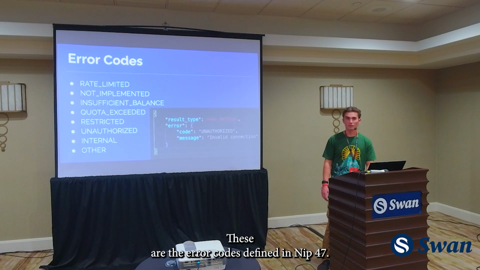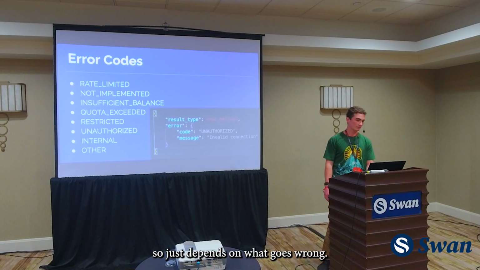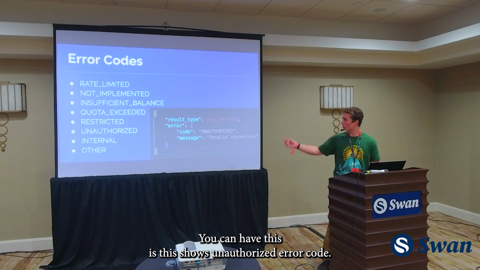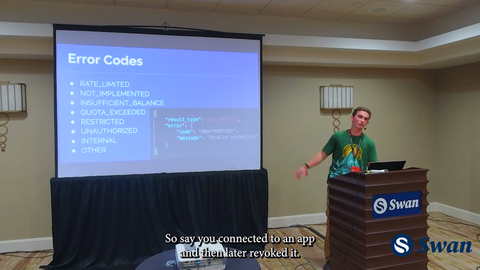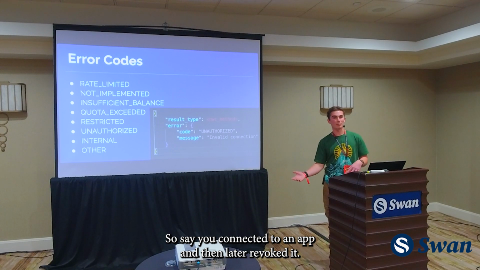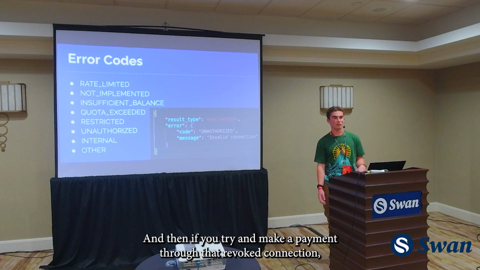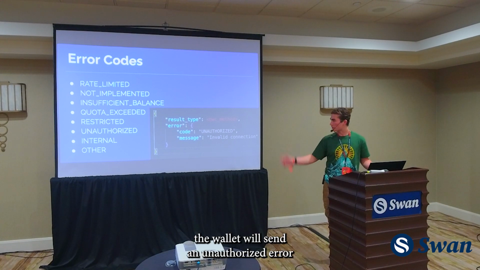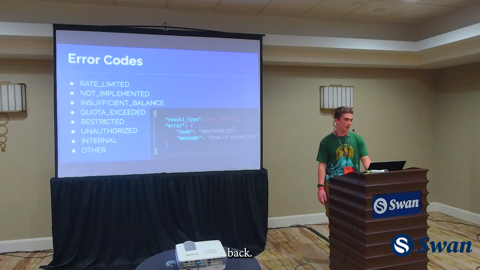These are the error codes defined in NIP-47. So it just depends on what goes wrong. This shows an unauthorized error code. Say you connected to an app and then later revoked it, and then if you try and make a payment through that revoked connection, the wallet will send an unauthorized error back.